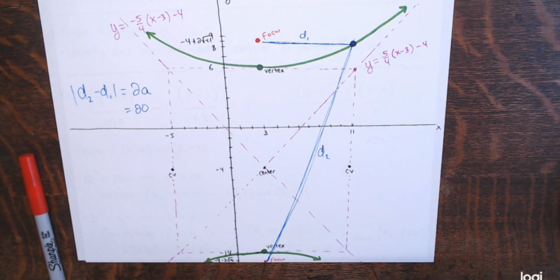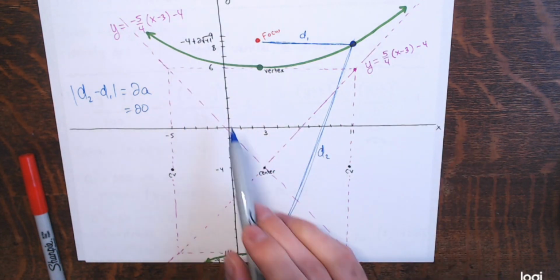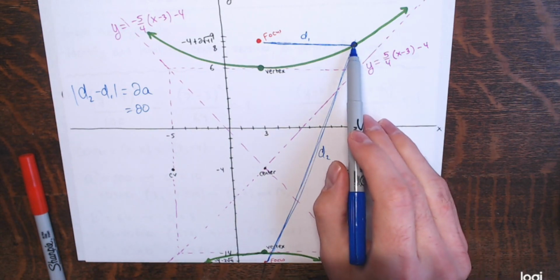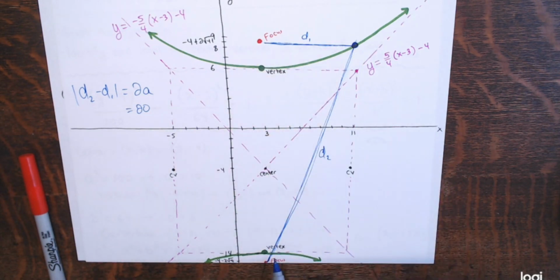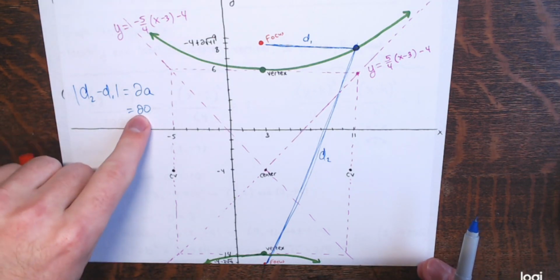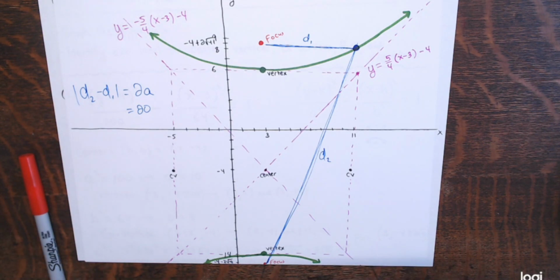So no matter what point you pick, you can find any other coordinates on these curves that you want, find the distance to one focus, the distance to the other focus, and subtract those distances. Take the large one minus the small one, and you'll always get 20. That's the special thing about these foci. That's how a hyperbola is defined.